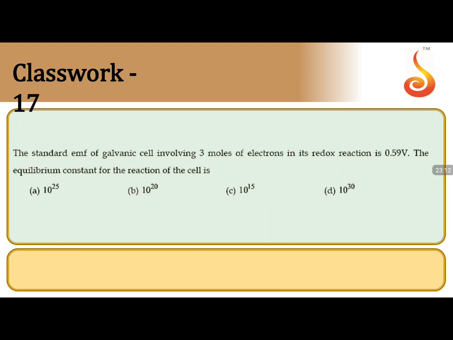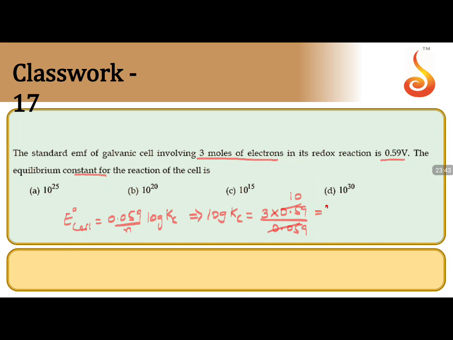Moving to the next question. Question number 17. The standard EMF of the galvanic cell, with 3 moles of electrons in the redox, is 0.59, and we need the equilibrium constant for the reaction. So the formula for E naught cell is equal to 0.059 by n log Kc. From this I can write log Kc is equal to n, which is given as 3, times E naught cell, given as 0.59, divided by 0.059. So this is nearly 10 times, that is equal to 30. Log Kc is 30, that implies Kc will be equal to 10 power 30.